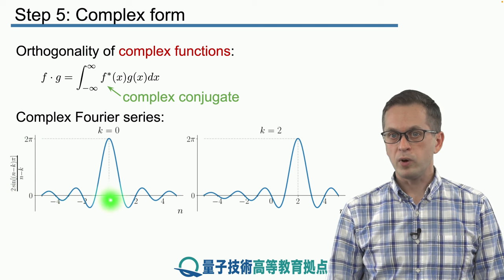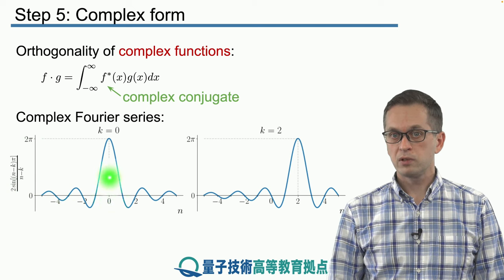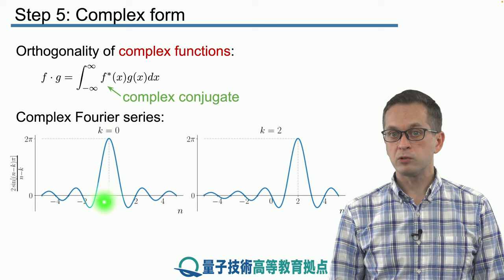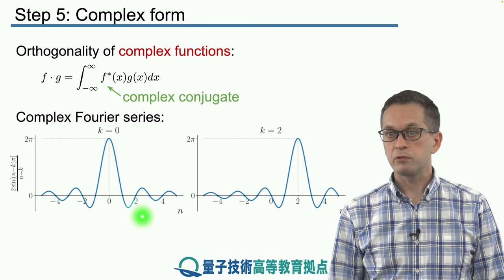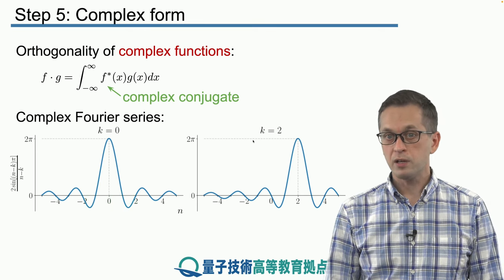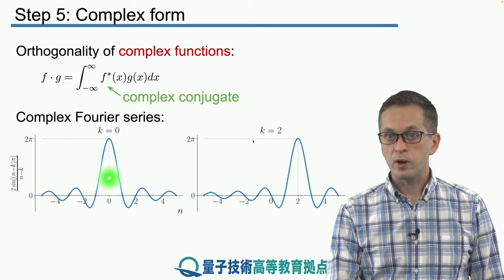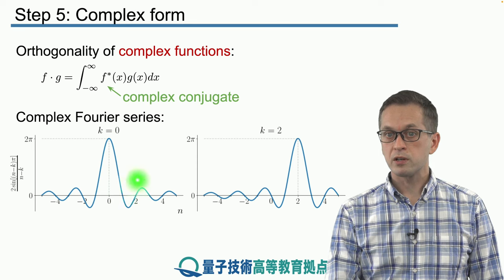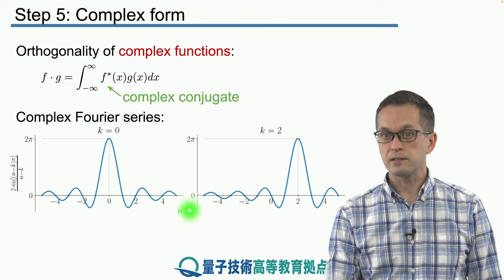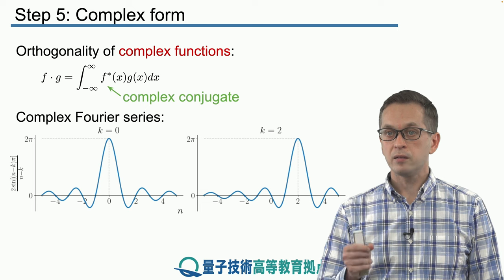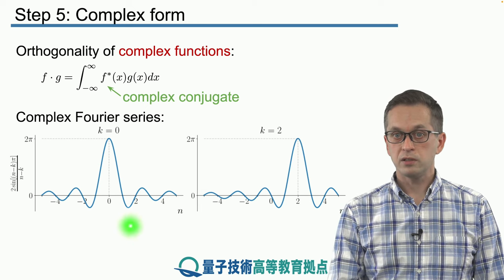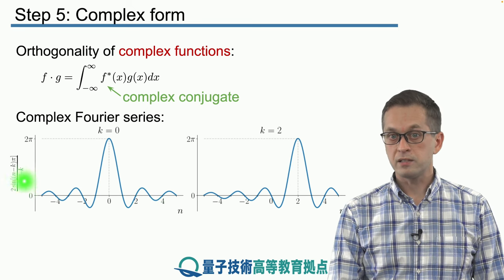And we see that when n is equal to 0, so at the place of the peak, the value of the peak is given by 2 pi. So what happens when n is equal to 1, n is equal to 2, n is equal to 3, or minus 1, minus 2, minus 3? Well, we can see that whenever n is an integer, the graph crosses the horizontal line, it crosses the x-axis. Therefore, for any n being an integer that's not equal to k, this function tells us that it's 0.